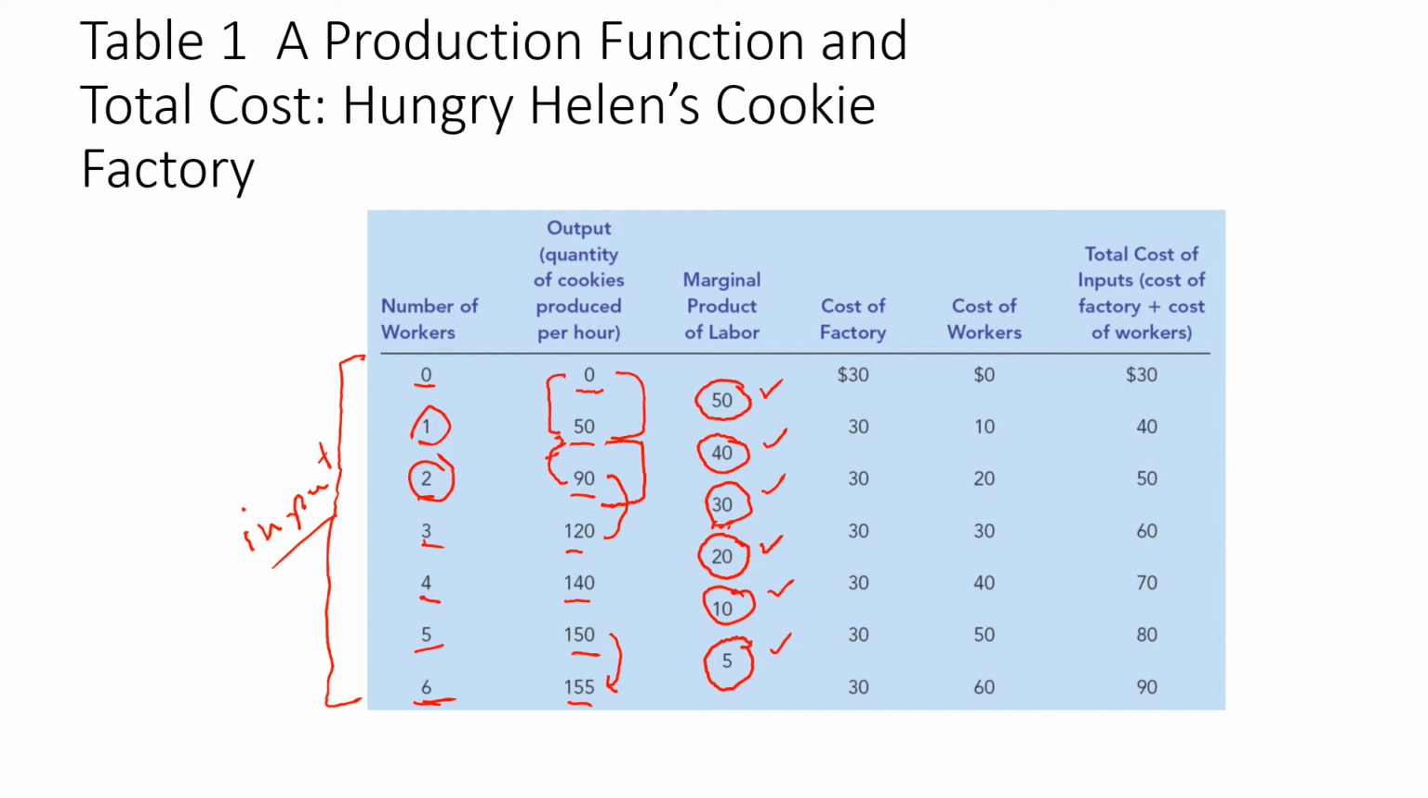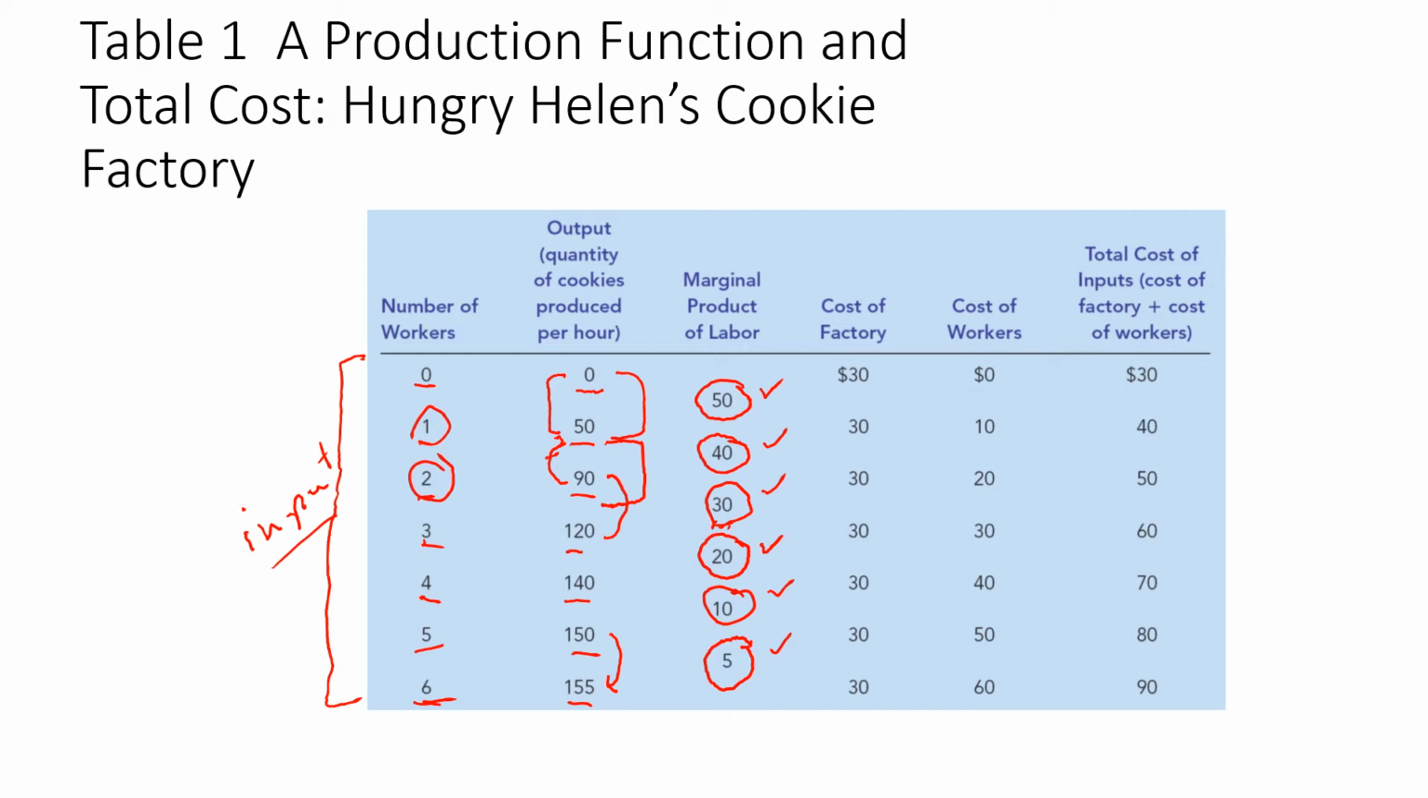So that is the main idea, that when we increase one factor of production while keeping other factors of production constant, the marginal productivity of that single factor will always be declining. Now, what about the cost? How do we relate the marginal productivity to the cost?